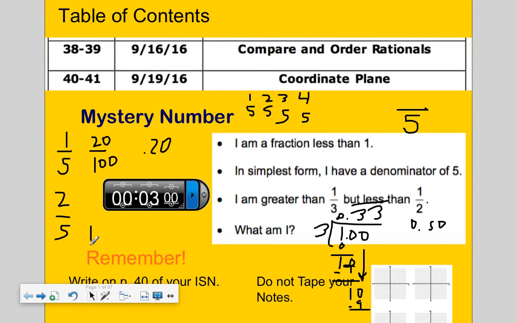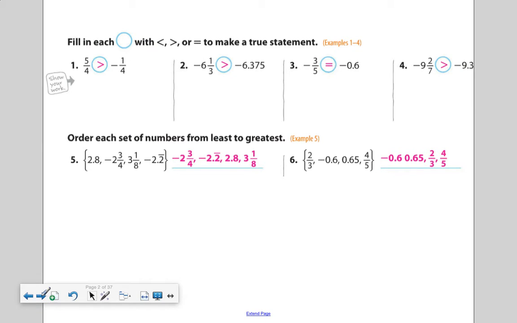I need to build it up. Do you want to build up to the tenths place or the hundredths place? I'm going to build up to the hundredths place. Times 20, times 20. So that's 40 hundredths. And is 40 hundredths greater than 33 hundredths but less than 50 hundredths? It is. So the answer is 2/5. What am I? 2/5. All right.